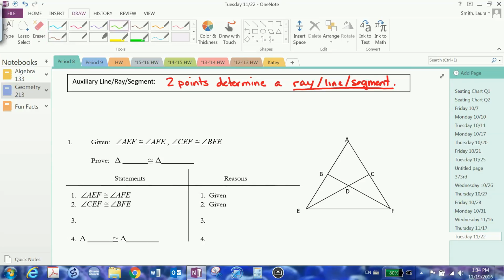So let's see. Angle AEF, that's this one, is congruent to angle AFE, this one. And angle CEF is congruent to angle BFE.